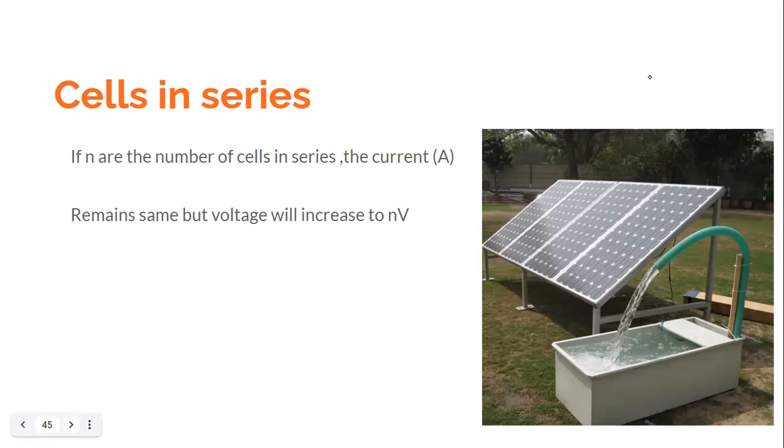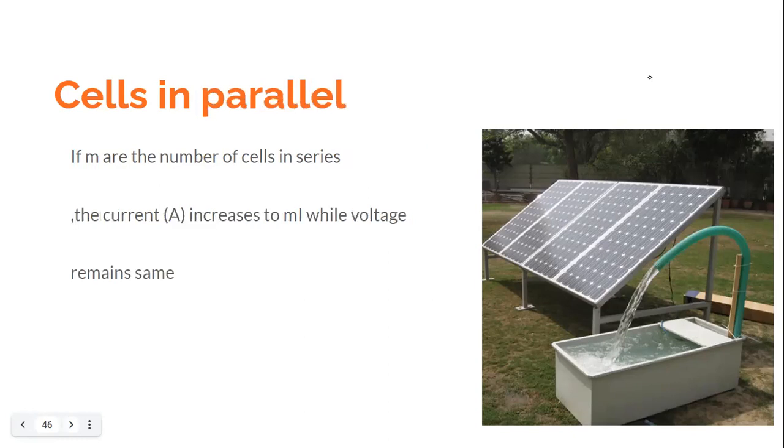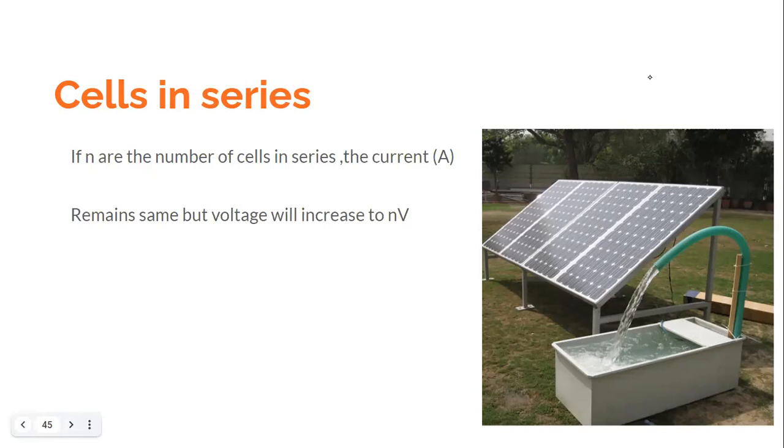The number of cells in series times the voltage per cell would give you the voltage per module for a given module. And if you want to increase the current and keep the voltage the same, then we need to connect the cells in parallel. These are very important thumb rules to keep in mind: if you want to increase the current, put the cells in parallel; if you want to increase the voltage, put the cells in series. Putting cells in series increases the voltage, putting cells in parallel increases the current.